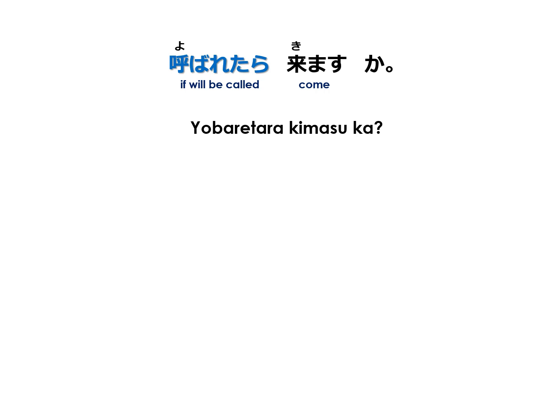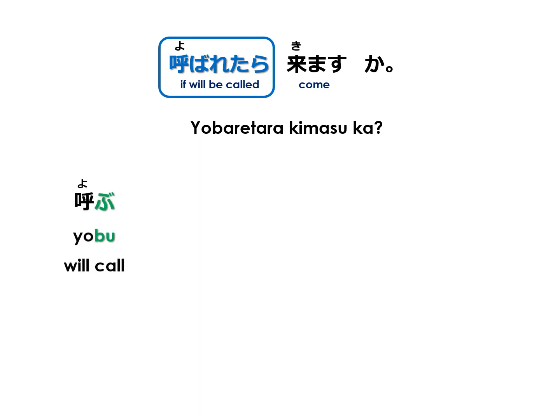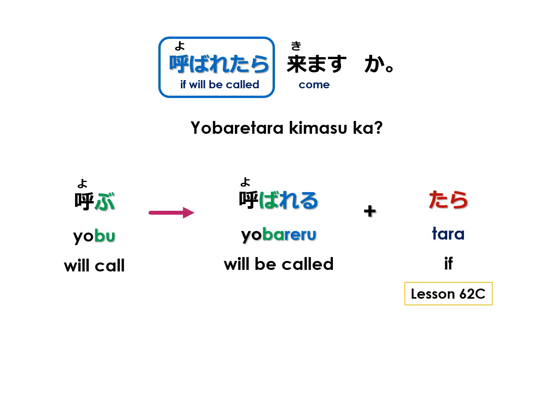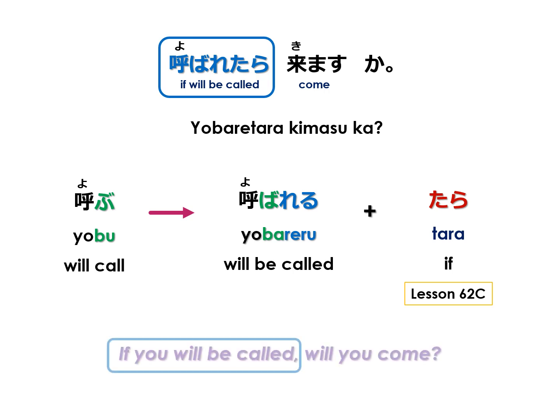Yobaretara kimasu ka? This is a question, so the default topic is you, the listener. Our verb in the passive is yobaretara, which comes from the verb yobu, meaning to call or will call. Conjugated for passive, yobareru, will be called. And conjugated for conditional if, using tara, we get yobaretara, if you are called. So the translation of the sentence is, if you're called, will you come?